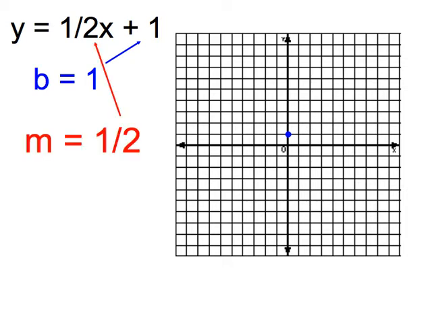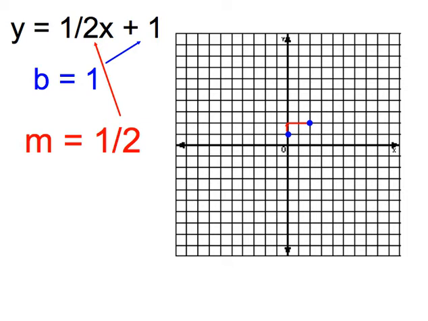Once I've done that, then it's time to find the slope. The slope, remember, is the number in front of the x. That's called the coefficient of x. In this case, the slope is 1/2. And remember that slope is rise over run. So I'm going to go up 1 because the rise is positive, and then I'm going to go to the right 2 because the 2 is also positive, and going to the right is a positive direction. Then I'm going to plot another point where that stops.